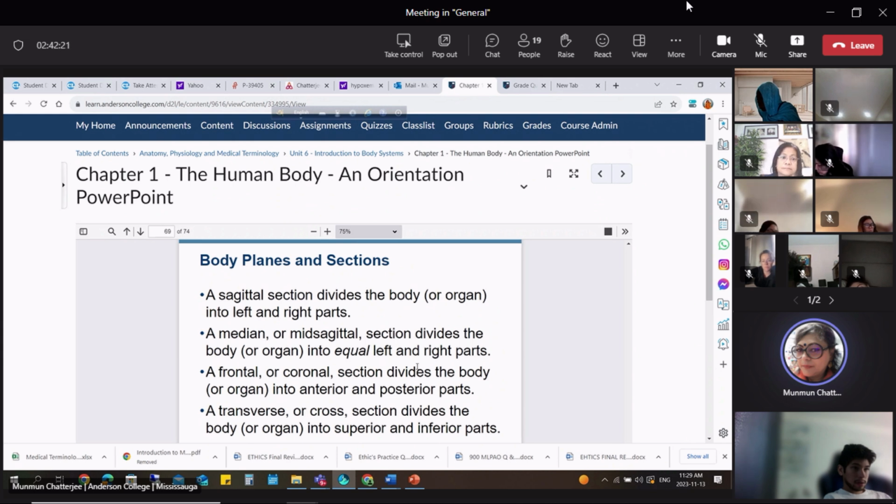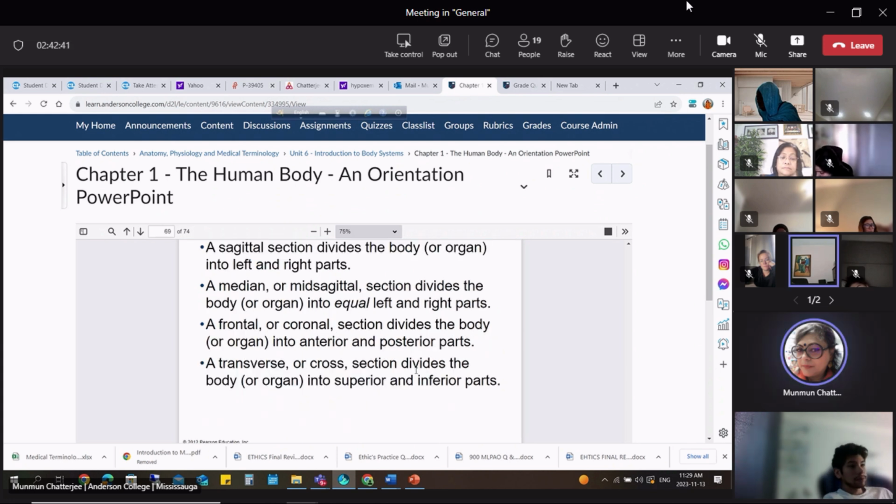Okay. Next, we told the frontal or coronal. Frontal is easy to understand, but frontal is also called the coronal section, which divides the body into anterior and posterior. Okay, what is the transverse section? It's a cross section. Transverse or cross section divides the body into superior and inferior, meaning upper and lower.